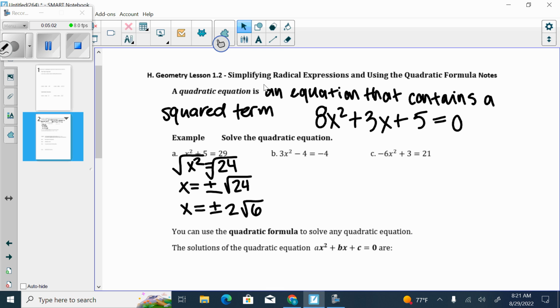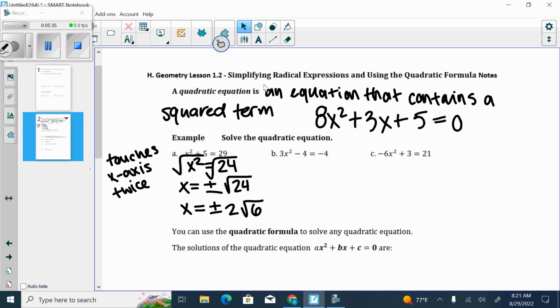Okay. And if you were to graph this one, then it is going to be intersecting or touching your x-axis in two places because you just came up with two solutions: positive 2 square root of 6 and negative 2 square root of 6, all right? So you may make a little note over here: touches x-axis twice.